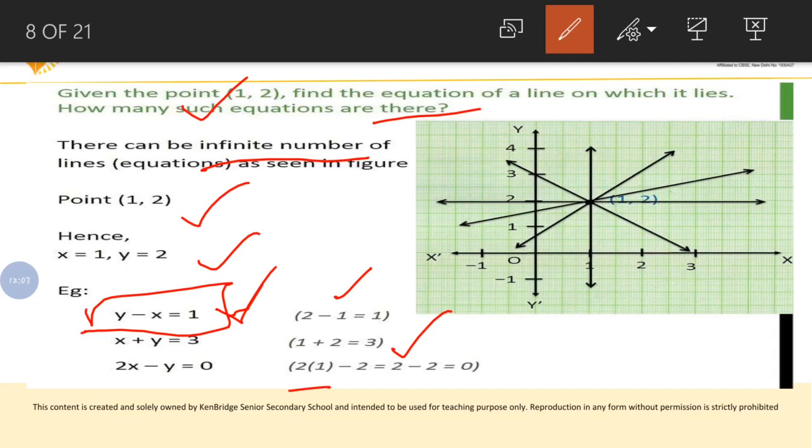So 2 into 1, it will become 2. 2 minus 2 is 0, right? So here also 0, here also 0. So both side conditions are satisfied. So these 3 will be the solutions of this equation, okay? And we may have infinitely many solutions. Here we just found only 3 solutions, okay?